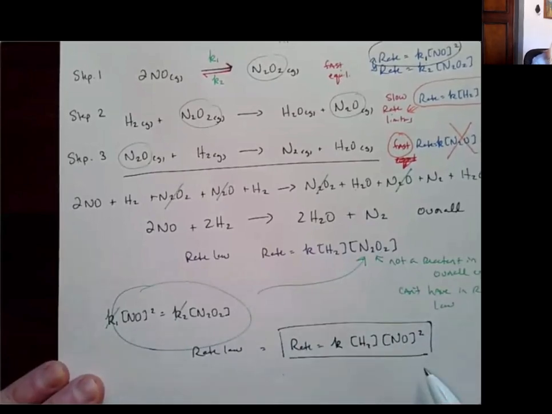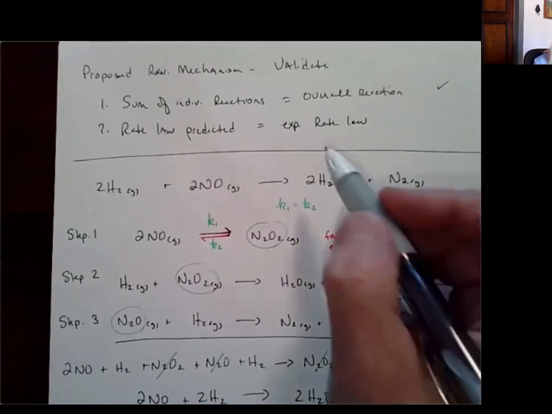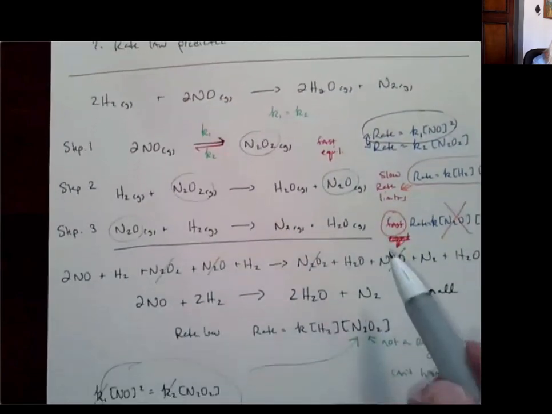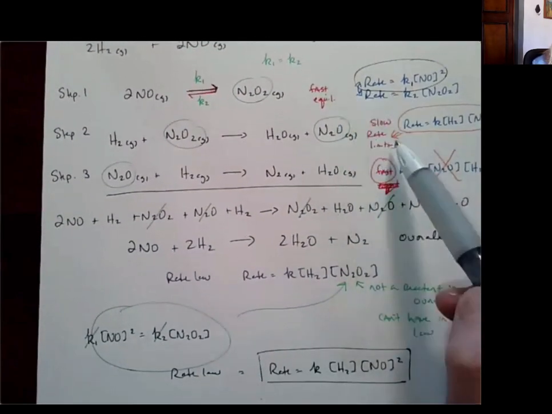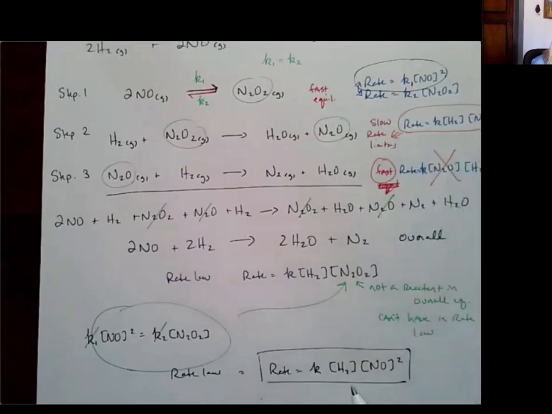And then I would have to experimentally test this to tell if it equals my experimental rate law. But if these are the steps that happen and these are right, that this is fast, this is slow, then this is going to limit the reaction and this is going to be my rate law.